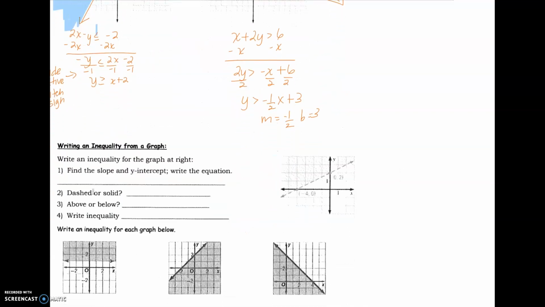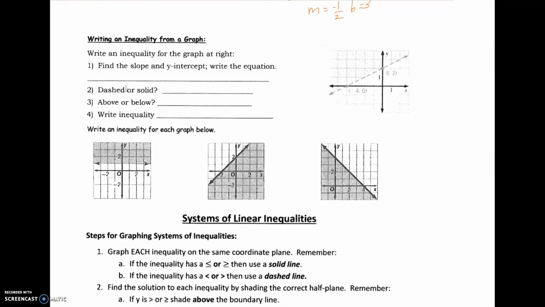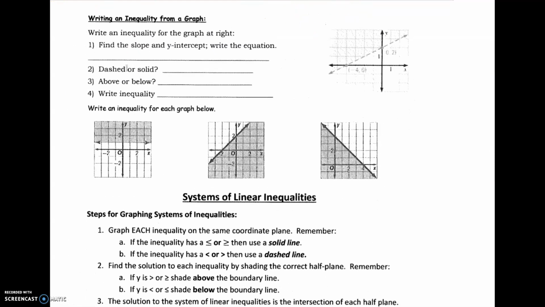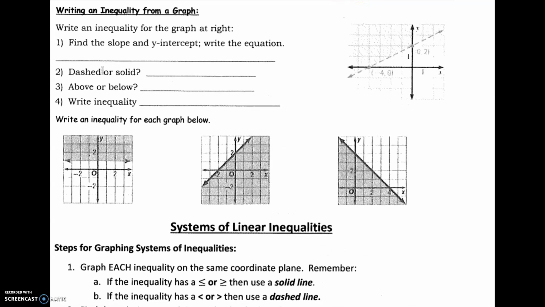Okay, let's see what we have on the next page. All right, so we have one more little part to go through. We're going to stop before systems of linear inequalities so that we can do that in the next lesson. It says, write an inequality for the graph at the right. Find the slope and y-intercept, write the equation. That's what number 1 says.